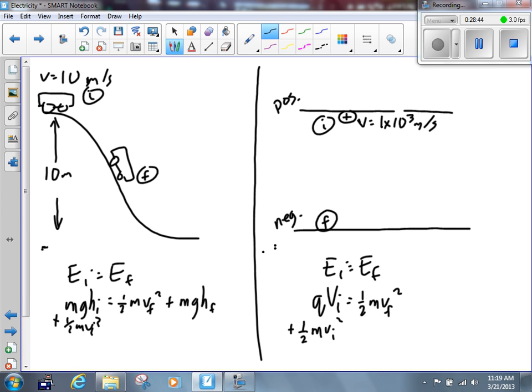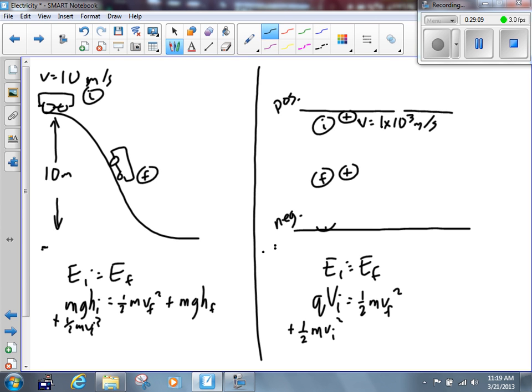What would be the initial height there? What would be hi in this problem? 10. What would be hf, assuming we were trying to find the speed halfway down? 5, right? Good? All right, let's change this problem now so that we're not looking for the speed of this particle when it reaches the negative plate, but rather when it goes halfway across.